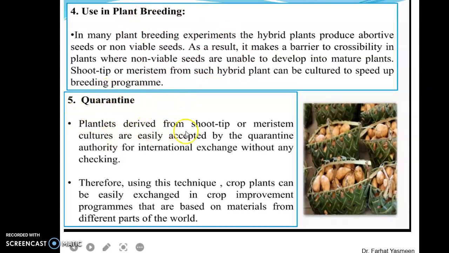Quarantine: plantlets derived from shoot tip or meristem cultures are easily accepted by the quarantine authority for international exchange without any checking. So using this technique, crop plants can be easily exchanged in crop improvement programs that are based on materials from different parts of the world.